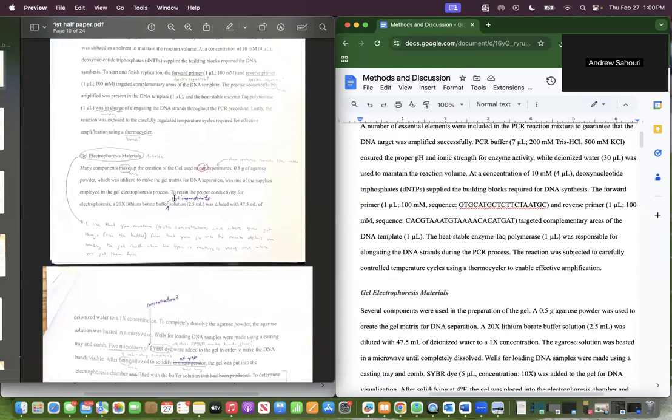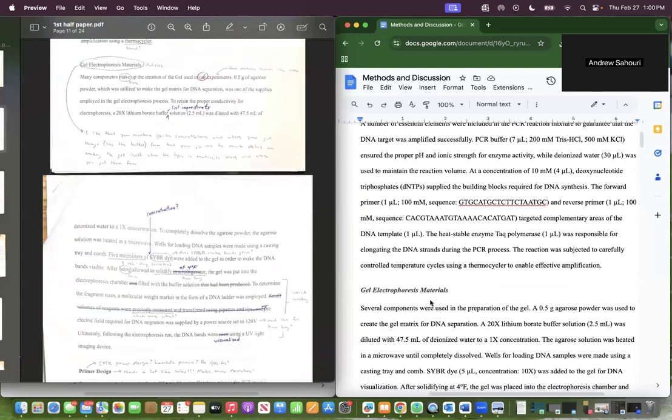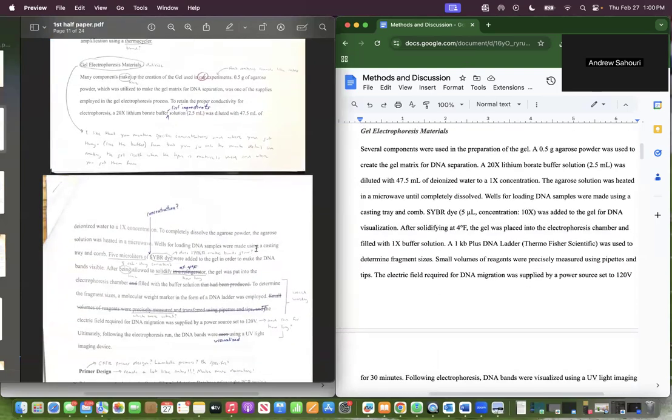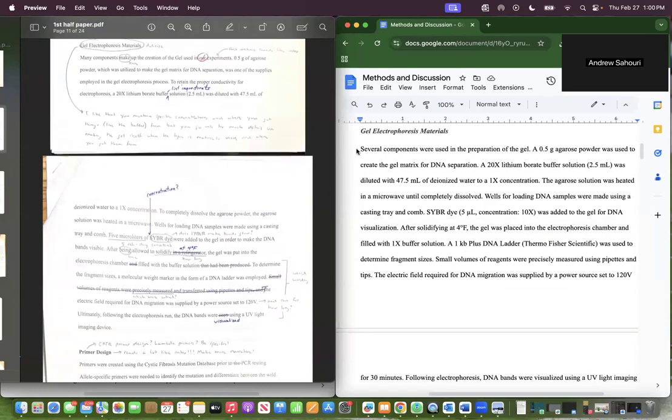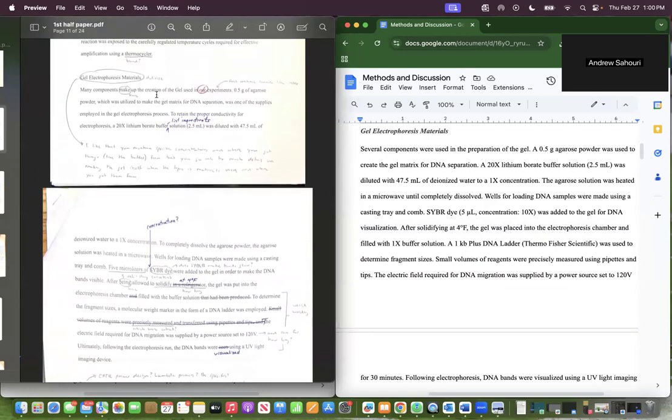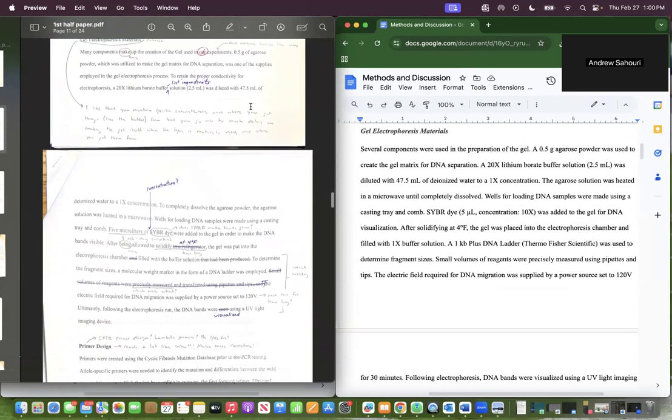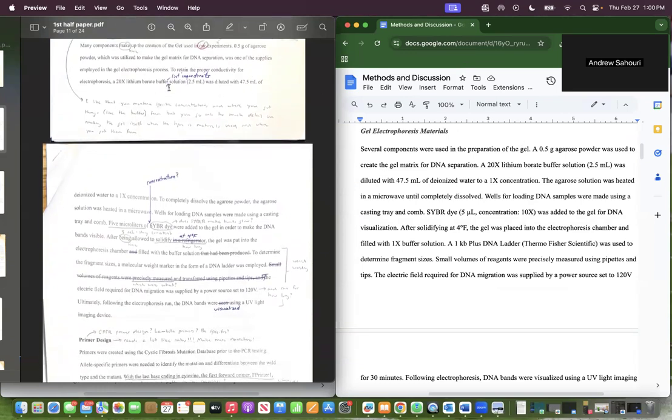And then the gel electrophoresis materials, I italicized that. "Many components make up the creation of our gel in our experiments." The first sentence sounds like an intro, so I removed it. And then it asked me for the list of ingredients for the 20-times lithium borate buffer solution, so I did that. They were there too, so I was confused about that as well, I guess.